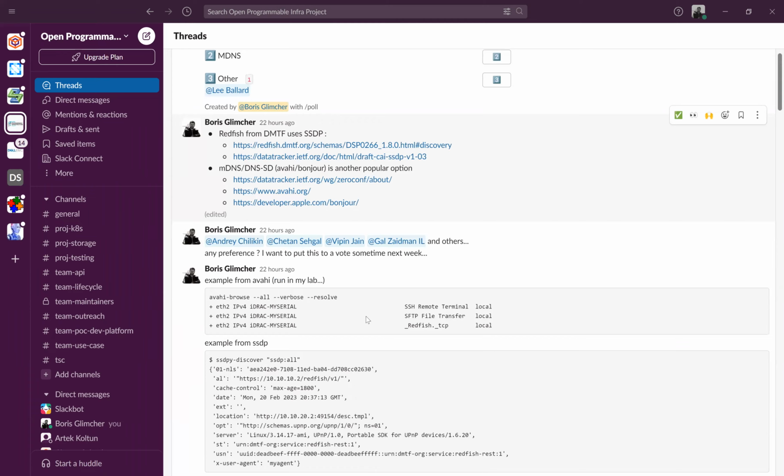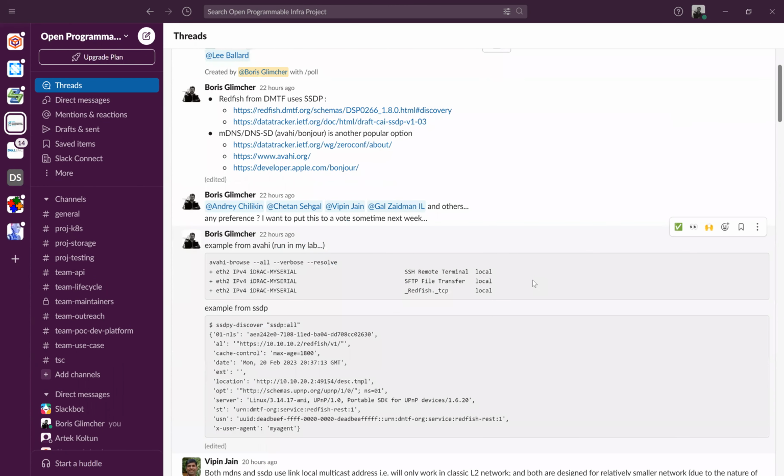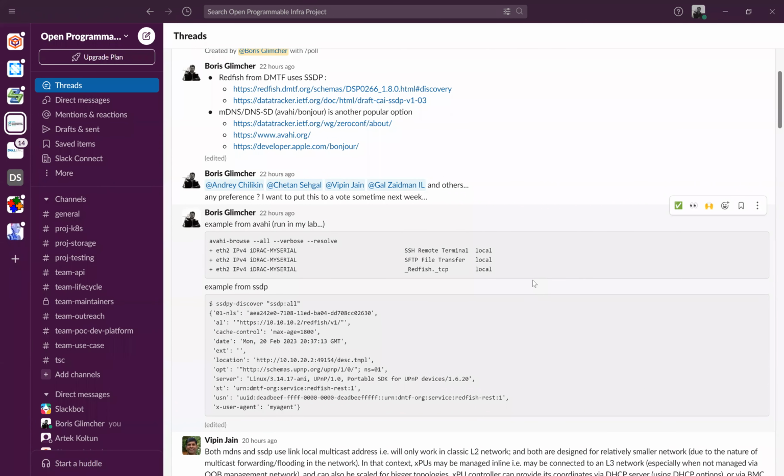There are a few comments from Vipin and Lee. Obviously, I'm not going to read all of that. You can do it on Slack. But can we have a short round of discussion around this? What are people thinking?